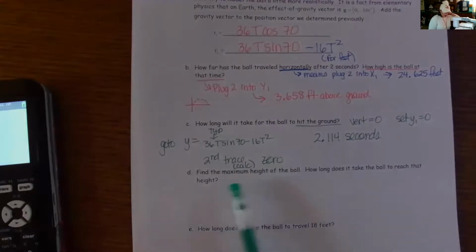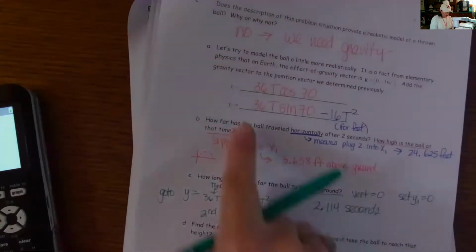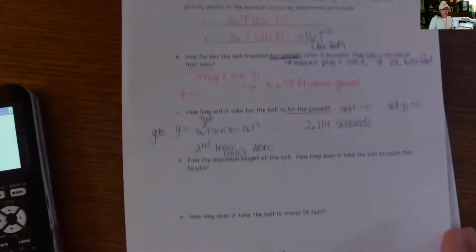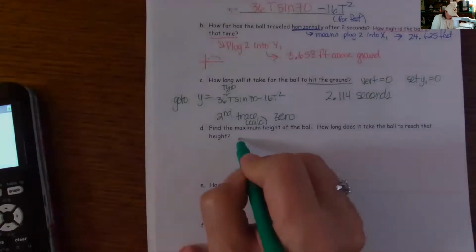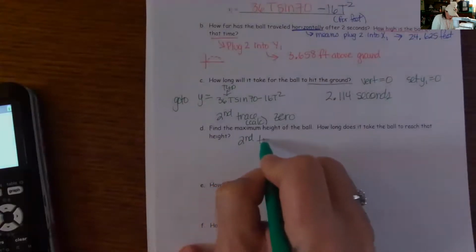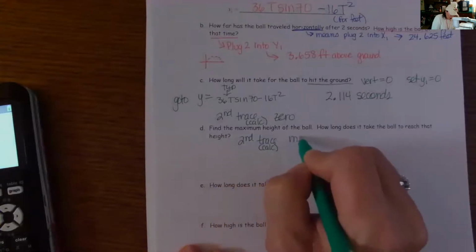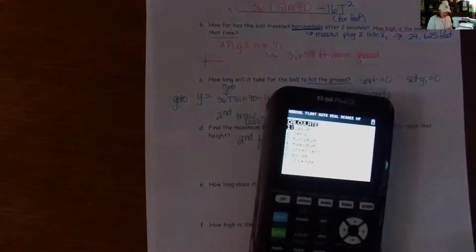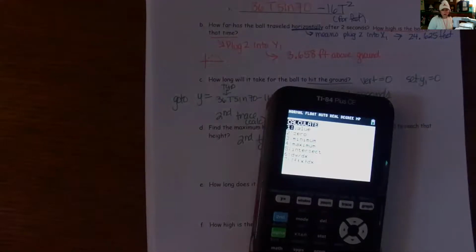All right. Find the maximum height of the ball. How are we going to find the maximum height of the ball? It's already plugged in. Is maximum height going to be y or x? Y. So you just need to make sure this is the equation that's plugged in, and we know it is because we already plugged it in, correct? So now we just need to go where? Second, trace, or calc, and we want to find maximum. So let's go to second, trace. Maximum is choice number 4.